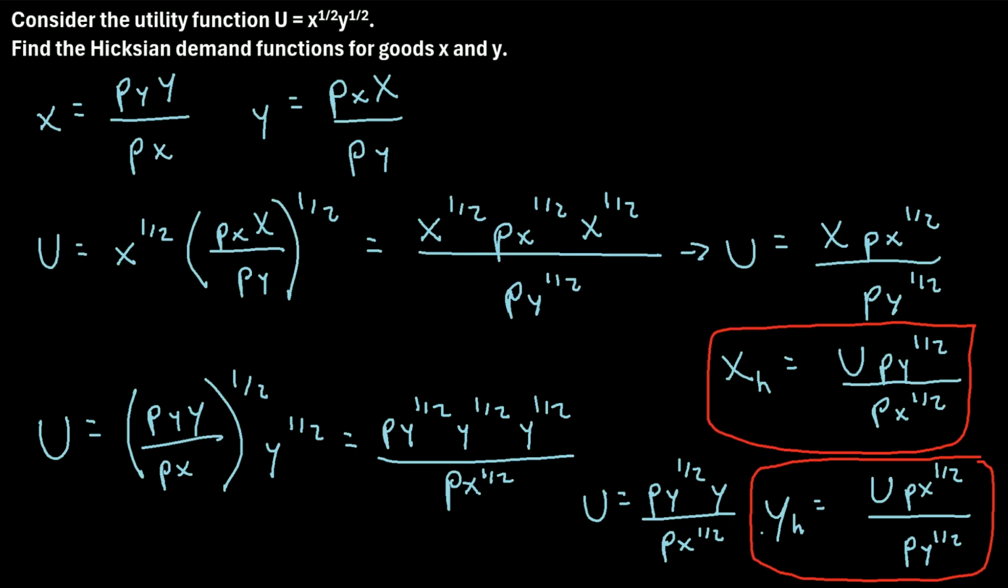And this demand function is telling us the quantity of good y to consume to minimize our expenditure and still achieve a certain utility level given the price of good x and the price of good y. So that is the process that you can use to find Hicksian demand functions when you are given a utility function.